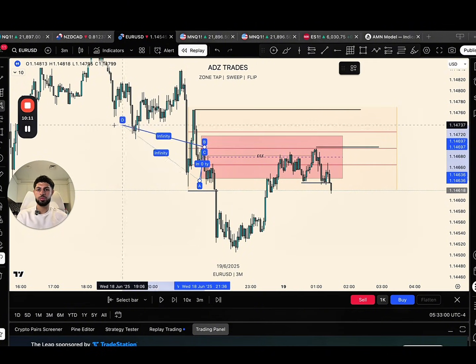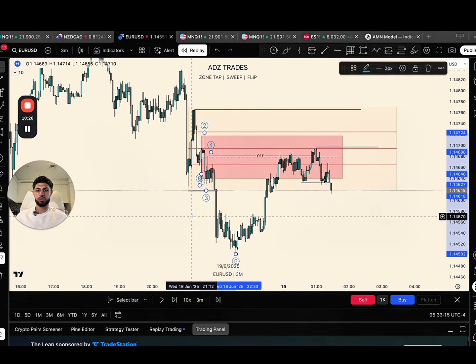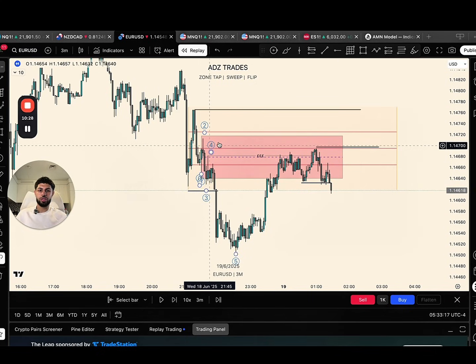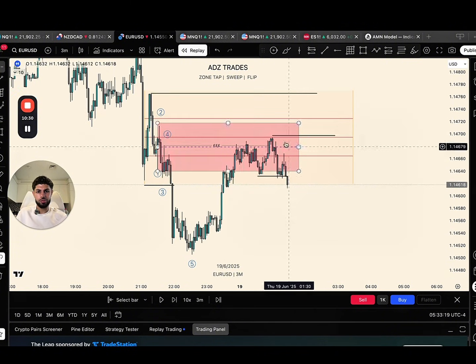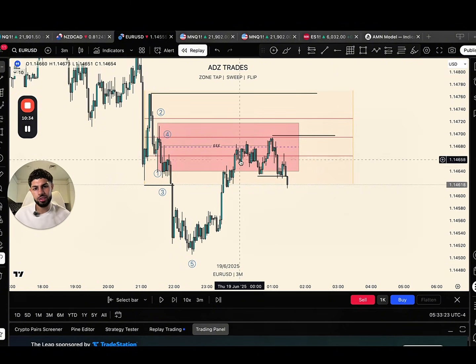that's not the right tool. I can draw it as 1, 2, 3, 4, 5. Move one a bit higher. 1, 2, 3, 4, 5. We sweep that. We get that shift, 50% of the zone as well, which is beautiful. So now I'm looking to take my sell between here and here because this is where my shift was.